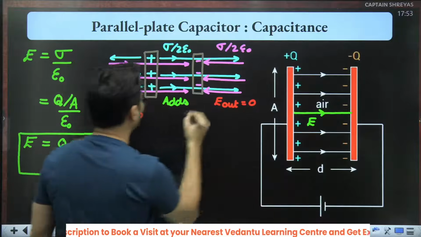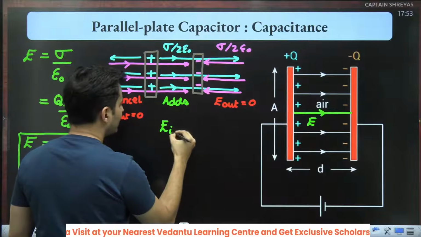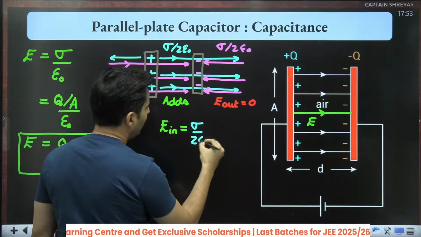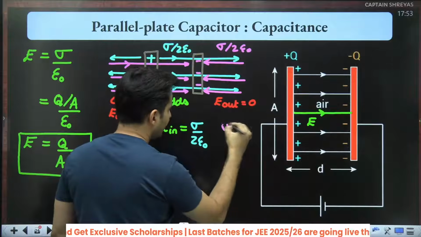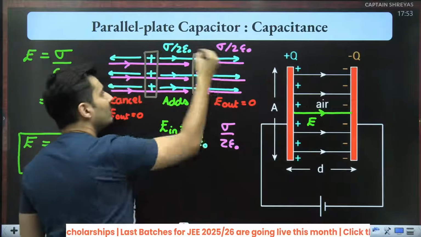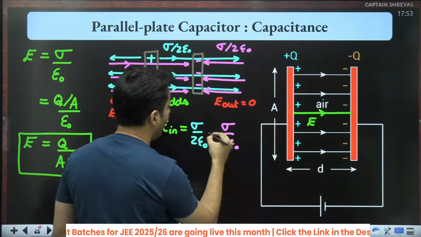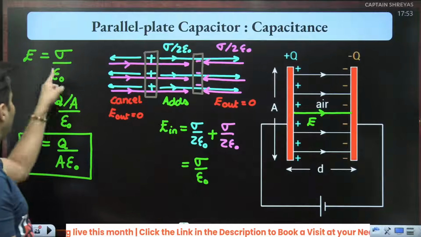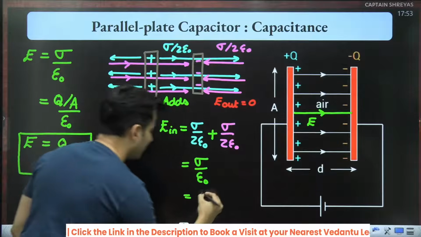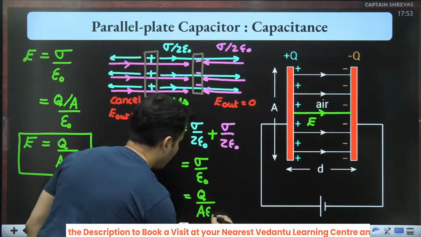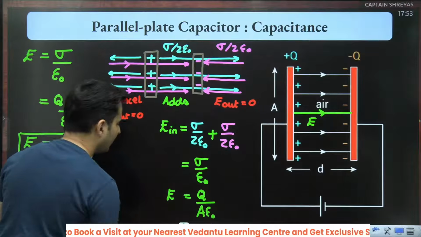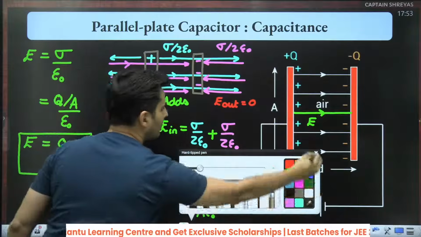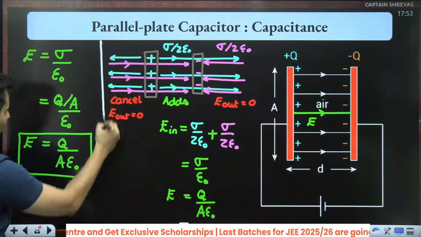Hence, when I try to calculate the net electric field inside, it will be sigma by 2 epsilon naught plus sigma by 2 epsilon naught because of these pink charges, and both of them will add up. Hence again I will get sigma by epsilon, which is the same as over here. Hence I will get the same answer, which is Q by A epsilon naught. That is again the electric field inside. Whether you go via this method or this method, the answer you get is the same. That's what I wanted you to see.